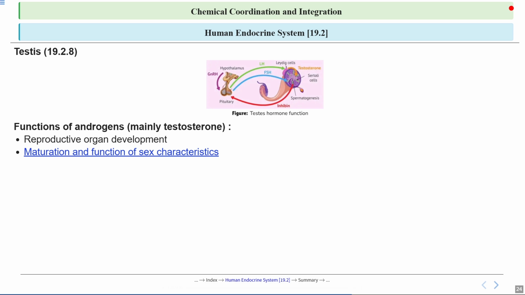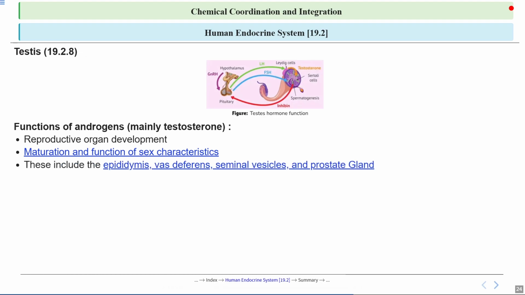Maturation and function: it promotes, or leads to, the maturation and function of sex characteristics. These include the epididymis, vas deferens, seminal vesicles, and prostate gland. These structures, the epididymis, vas deferens, seminal vesicles and prostate gland, are the main parts of the male reproductive system.